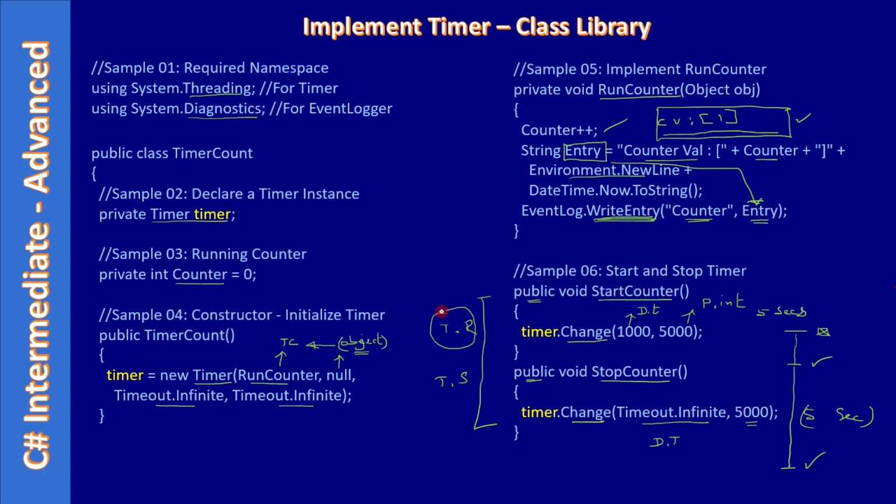Once we implement the Windows service, the timer will get hooked to the start method of the service. When the user starts the service, the timer will run, and when they stop the service, it will make a call to stop counter and the timer will stop, and you won't see any new entries in the Windows event logger. Alright, now we have the idea of what this timer class will do.